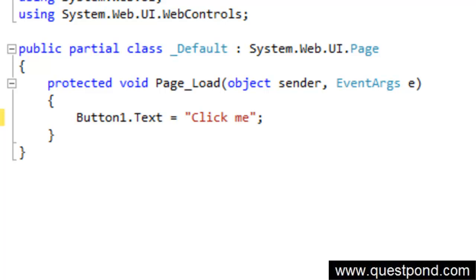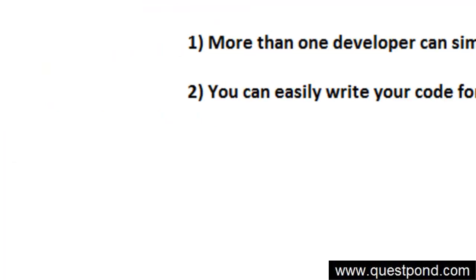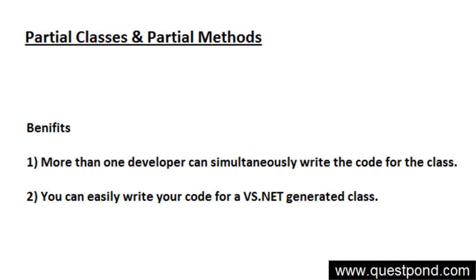So let's see what the benefits of partial classes are. More than one developer can simultaneously write the code for the class. When working on a large project, spreading a class over separate files allows multiple programmers to work on it simultaneously. That's the major advantage of using partial classes.